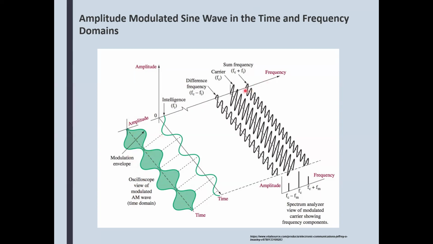Now, when it comes to the frequency domain, FFT, we're going to see a spike of that carrier frequency. We're going to see a spike of the difference between those two frequencies, and we're going to see a spike of the sum of those two frequencies. And that's the only thing we want to see after filtering things out.